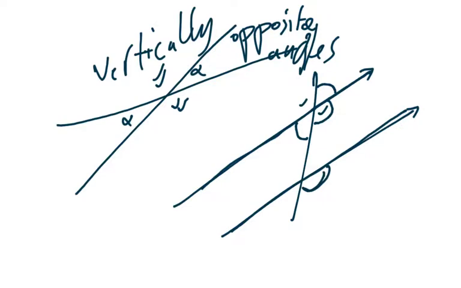Let me change the color. That angle in there corresponds to that angle in there, and that angle in there corresponds to that angle in there. The angle at the top corresponds to that angle there. And we had said corresponding angles are equal. Therefore, it means this angle is equal to that angle. It means this angle is equal to that angle. It means this angle is equal to that angle.